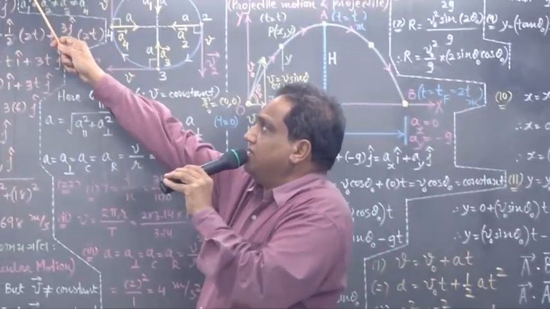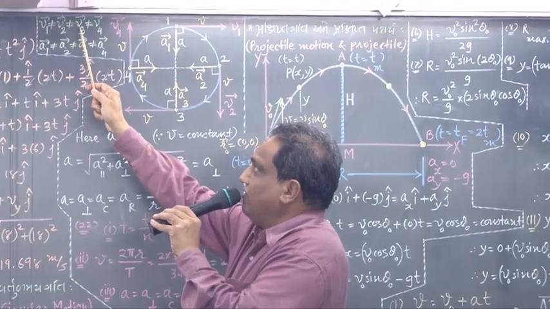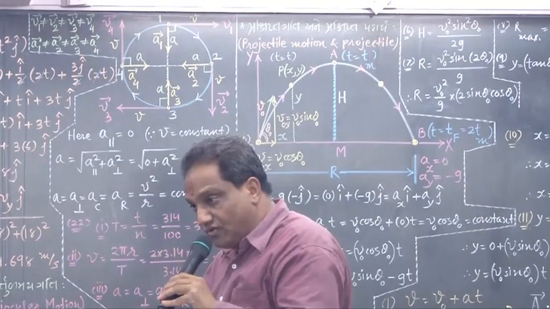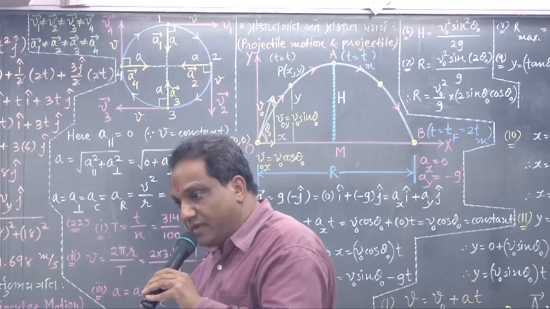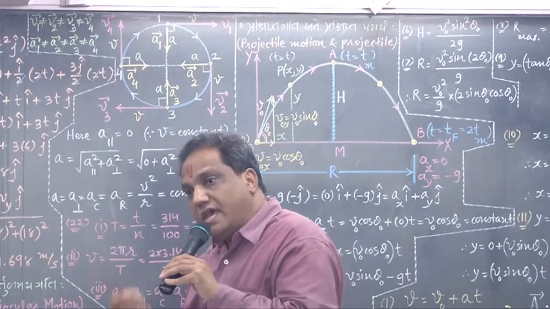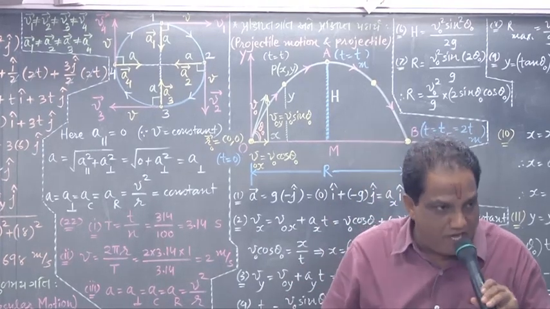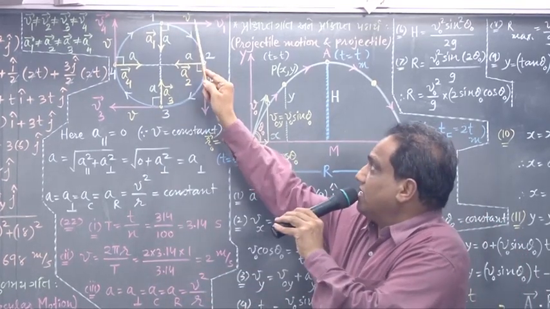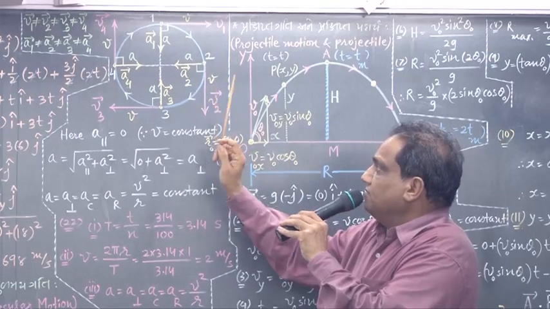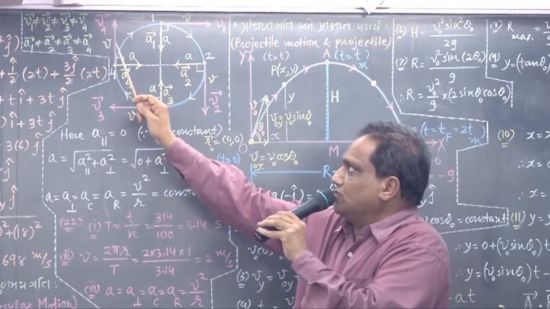That's why it is written here: vector v1 is not equal to vector v2, is not equal to vector v3, is not equal to vector v4. But what is the magnitude of velocity? Speed. And speed remains constant. Let it be small v. That's why here also it is written small v, here also, here also. Correct?